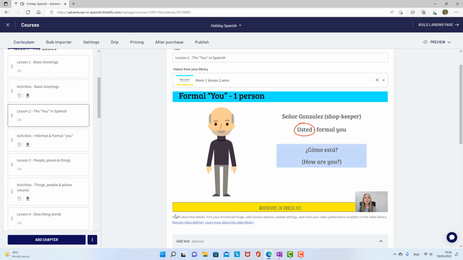And instead of saying ¿cómo estás?, which is what we use for Anita, you would ask him ¿cómo está? There's no S on the end of this one. ¿Cómo está? Is the formal question, how are you?